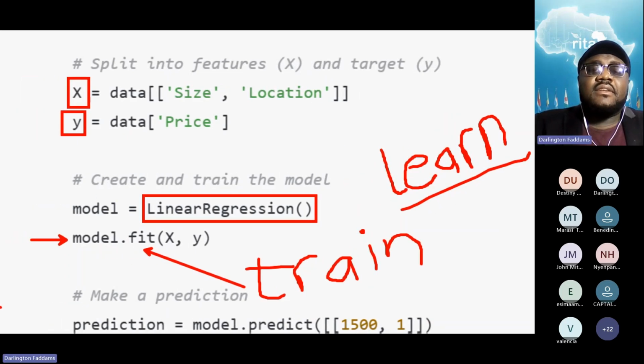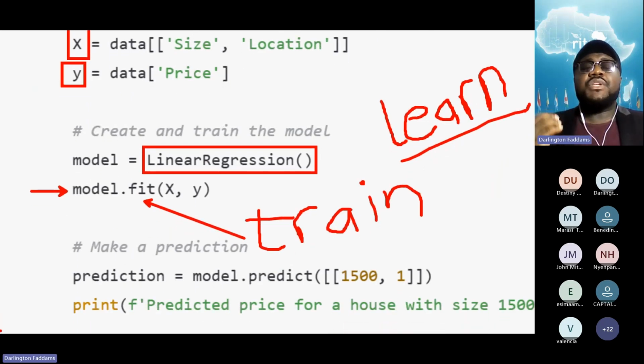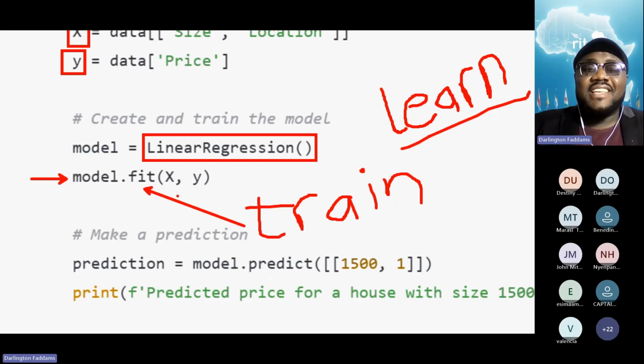In Python, which method do we use to instruct the model to learn? Who can tell me? In Python, which method do we use to instruct the model to learn? It is .fit. Thank you very much. So when you say .fit, you are actually saying learn. Then you provide the data, which is what you see here, X and Y. Very powerful. And this is where the learning takes place.